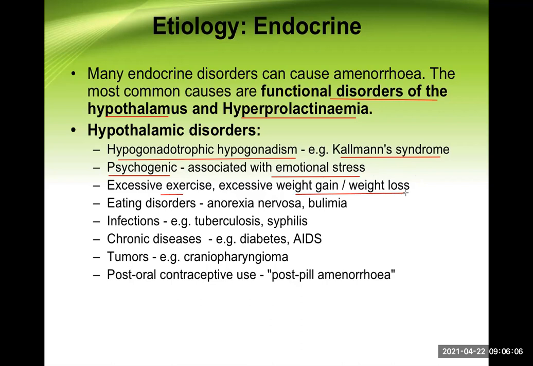One of the good examples we can give is anorexia nervosa. In anorexia nervosa, there is excessive weight loss. This is another type of psychiatric disorder. We call that an eating disorder. There are two important types of eating disorder: anorexia nervosa and bulimia.